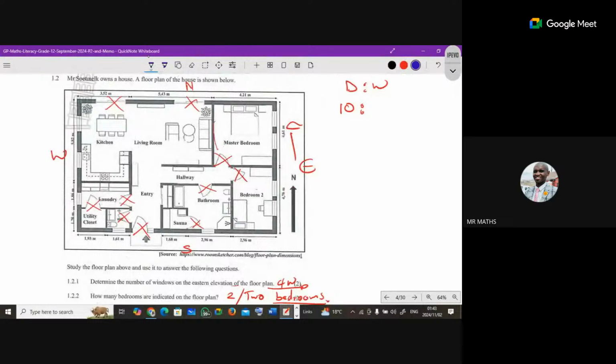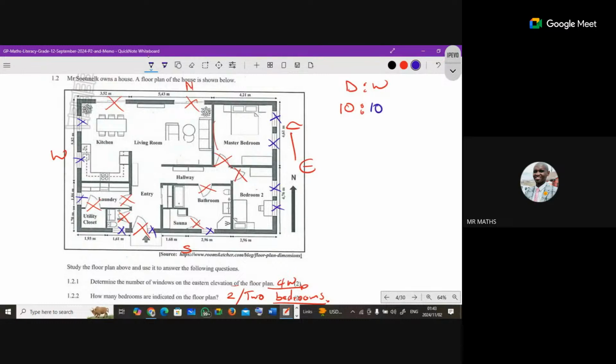Let's calculate the windows. This is window number 1, 2, 3, 4, 5, 6, 7, 8, 9. And there's a small window here, 10. So there's also 10 windows. So it's 10 to 10.